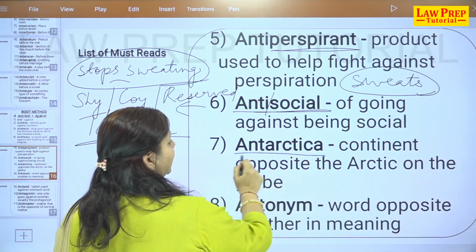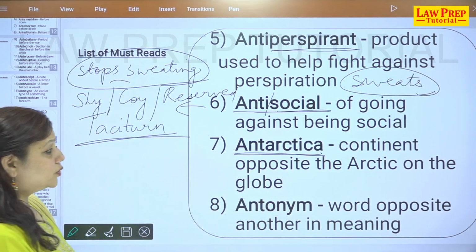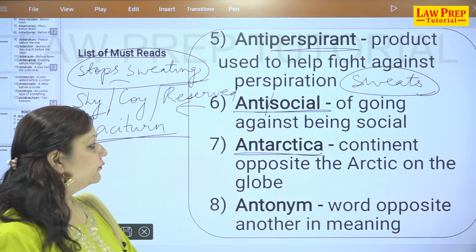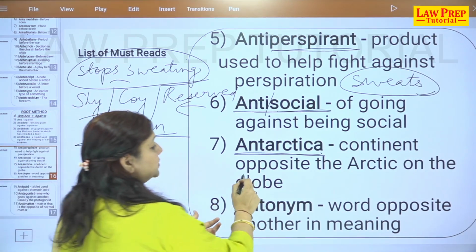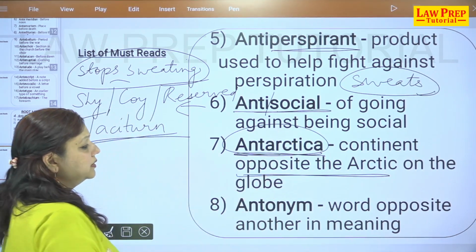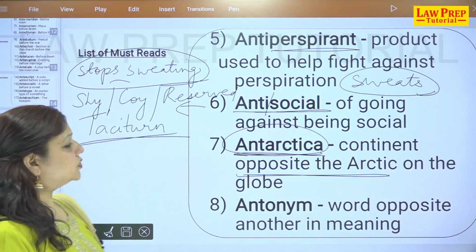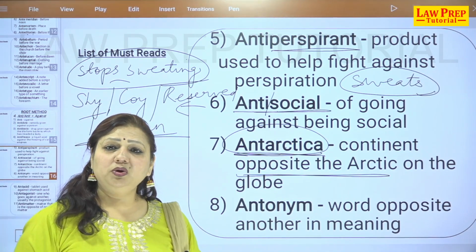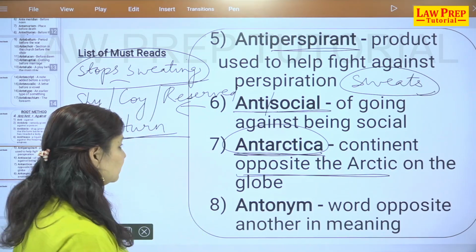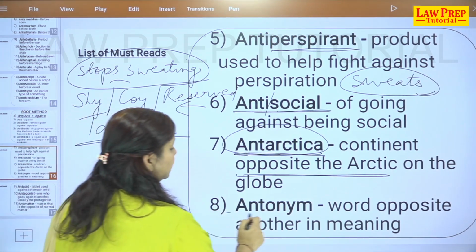Moving to the next word, that is Antarctica. It's a continent opposite to the Arctic. आपने Antarctica continent जरूर सुना होगा, but you wouldn't have thought of this, that it is something which is opposite the Arctic. So this is Antarctica, which is opposite the Arctic on the globe. That is Antarctica. And the Antarctic Ocean is usually considered to be very cold, at freezing point temperature, right? So you would be making the next word from this, that is antonym.